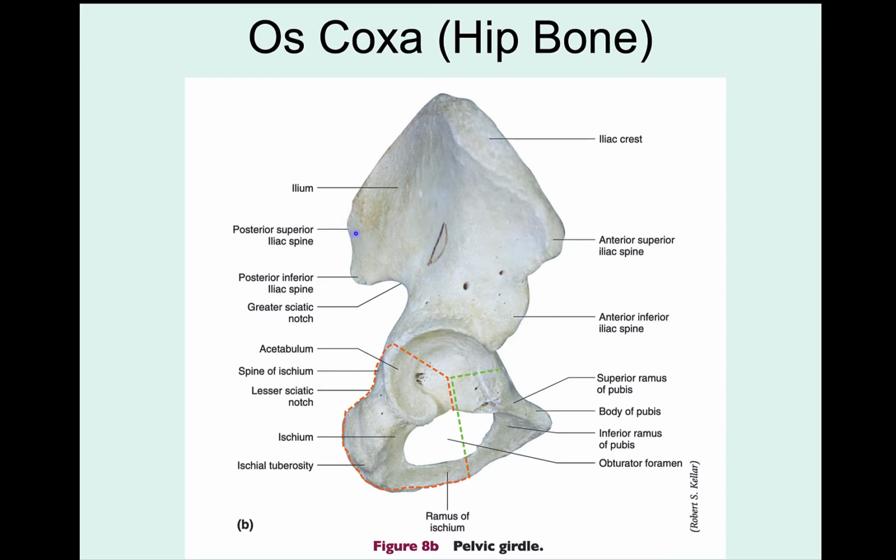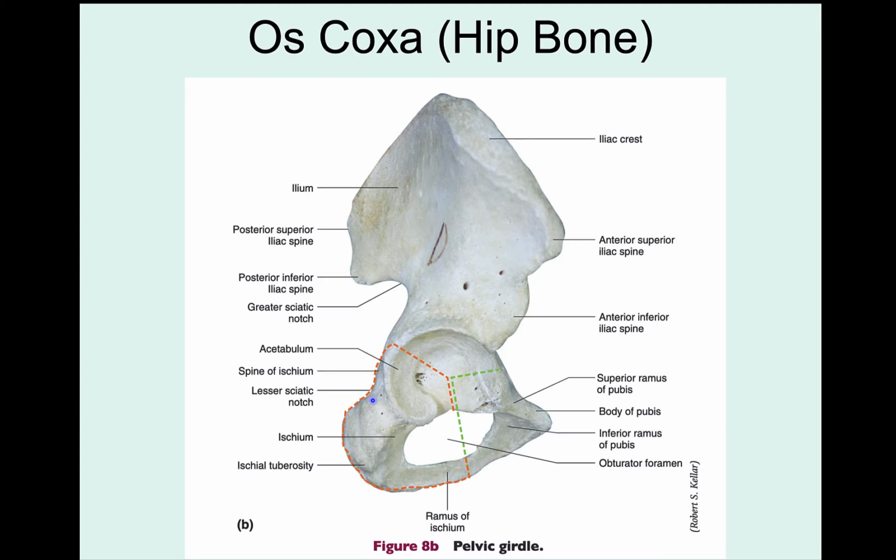Back here, you'll see the posterior superior iliac spine and the posterior inferior iliac spine. Below that, we have our greater sciatic notch where our sciatic nerve will run through. And coming down here to our ischium, this is our sit bones. So we are sitting on our ischial tuberosity.